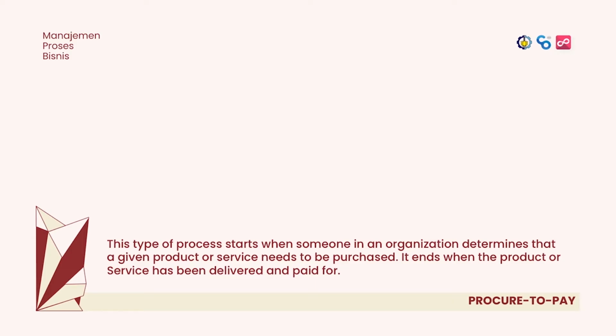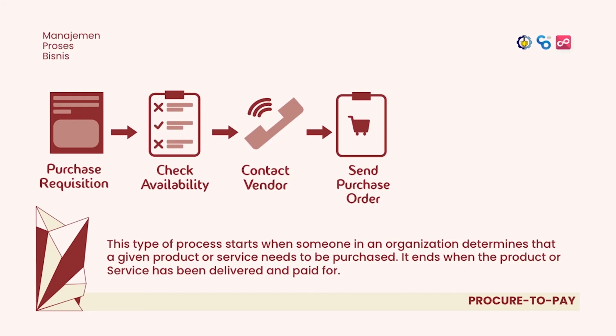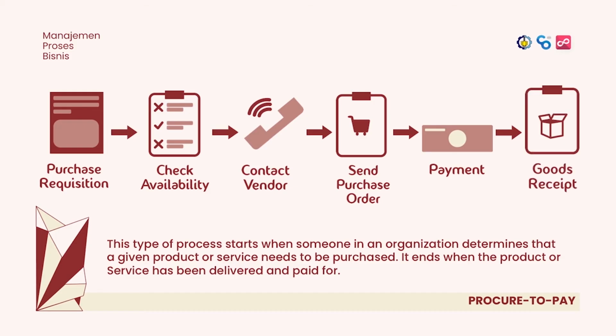For example, the salesperson in the interior design company requests a new tablet so they can easily track customer orders. The salesperson must create a purchase requisition to the purchasing department. The purchasing department will check for the availability of the item requested. If she cannot find it, then she contacts the vendor. When the vendor confirms that they can provide the item, the purchasing department then sends the purchase order. The finance department must make payment and the warehouse department will receive the goods.